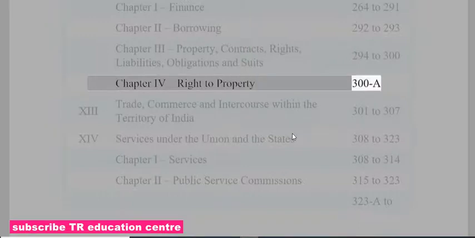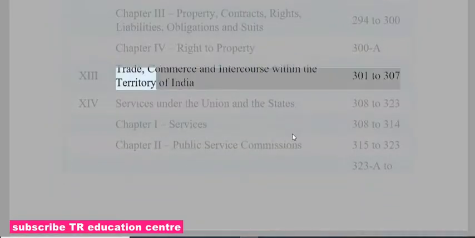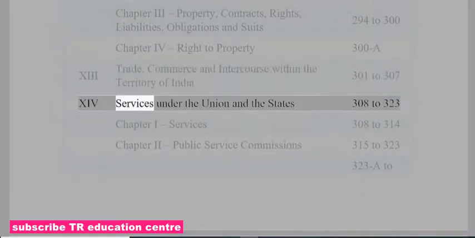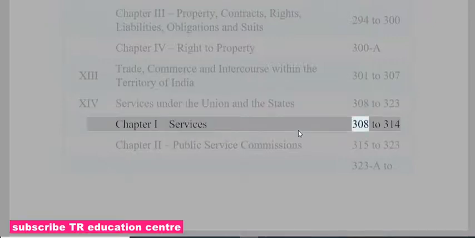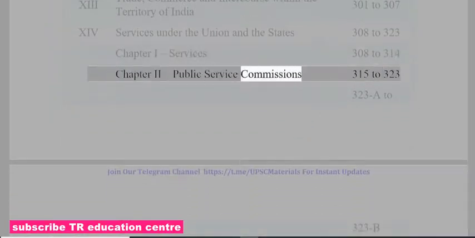Right to Property, 300A. 13. Trade, Commerce and Intercourse within the territory of India, 301 to 307. 14. Services under the Union and the States, 308 to 323. Chapter 1. Services, 308 to 314. Chapter 2. Public Service Commissions, 315 to 323.